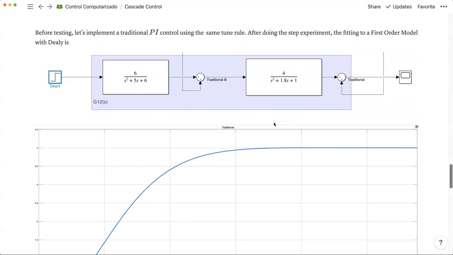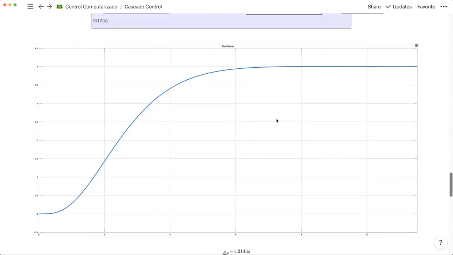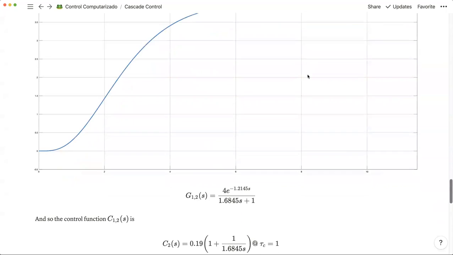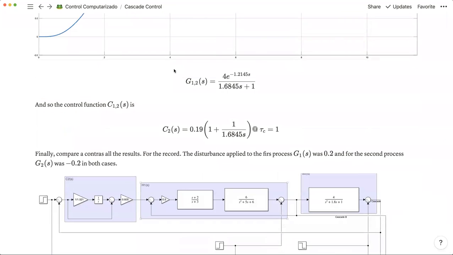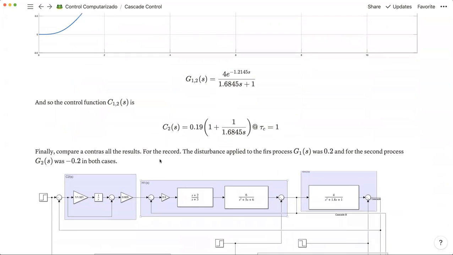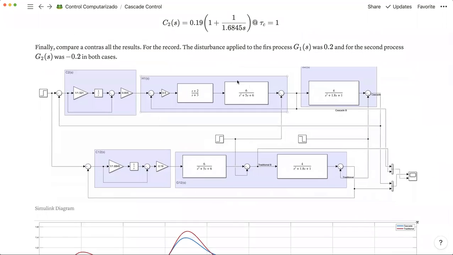Before testing the cascade control, let's implement a traditional PI control using the same rule and we do the step experiment. We fit the model to a first order model with delay. We obtain the PI control for such a process, and with that we implement all the controllers in Simulink and we compare it.